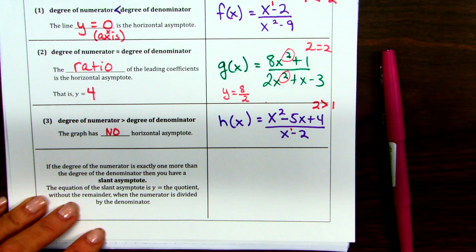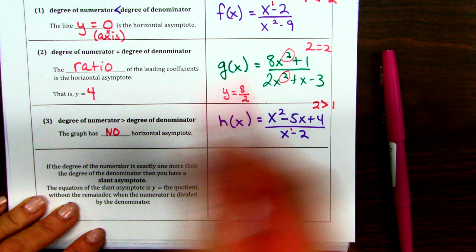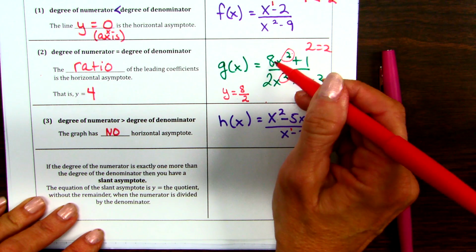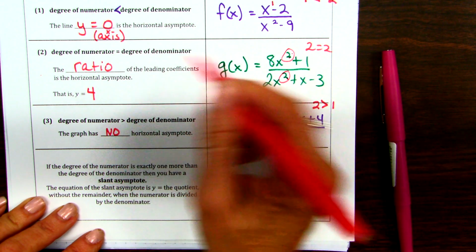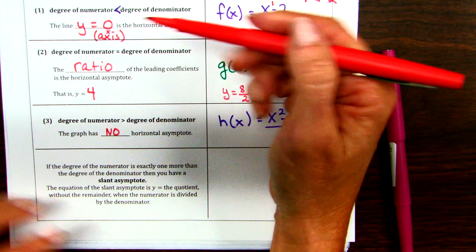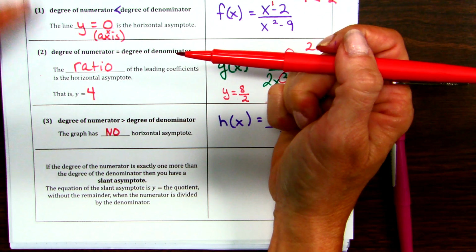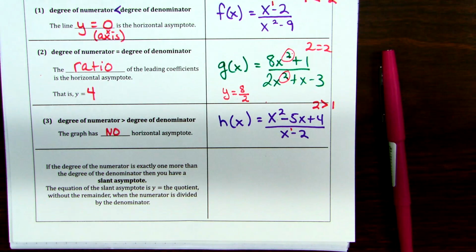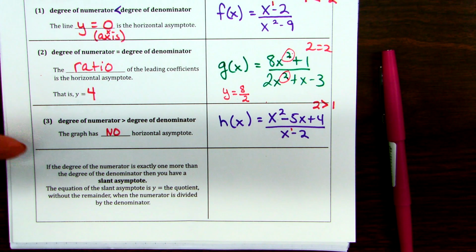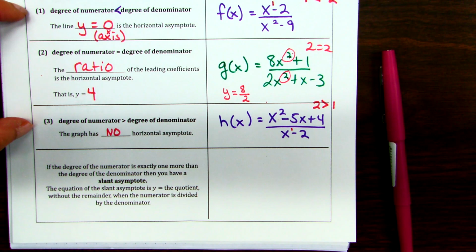I'll tell you, this second case where they're the same and you take the ratio of the numerator and denominator's leading coefficients, students get that right all the time. It's the first and the third case that students mix up. Think about your own brain, what's going to help you memorize that. You want to memorize that because these tend to be pretty simple questions. It's like a multiple choice question, which is the horizontal asymptote. So you just want to be able to easily know the difference between these two situations.